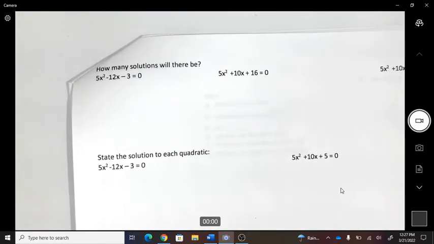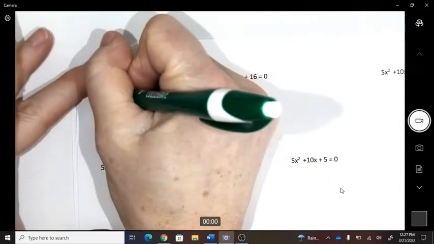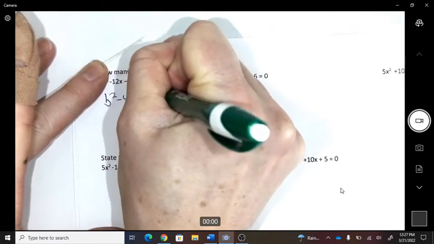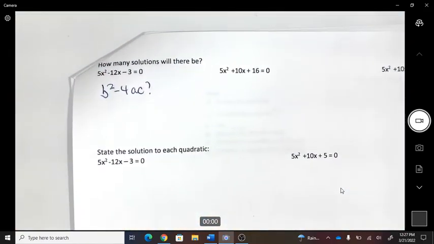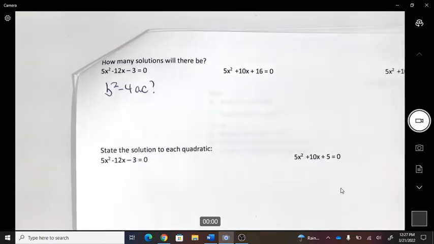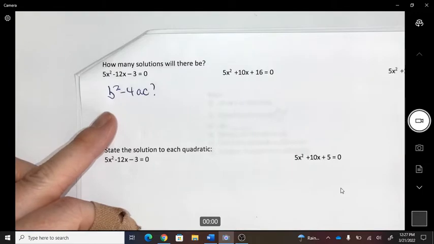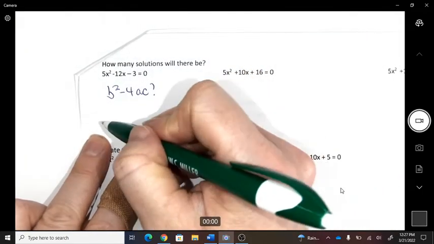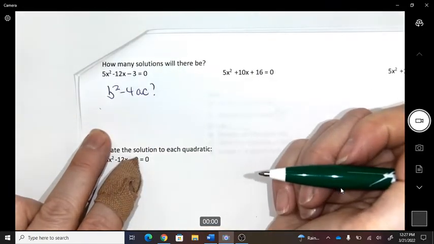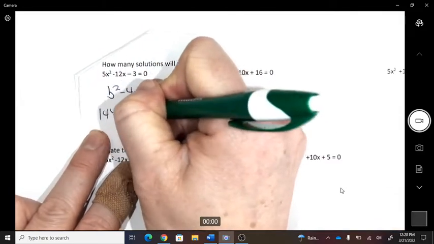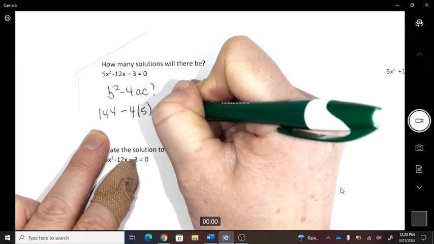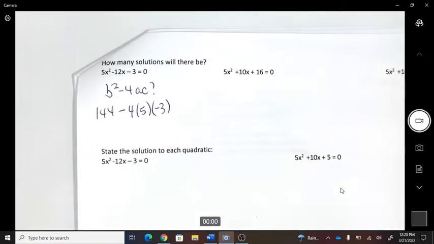How many solutions are there going to be? All I want to know is just that part. What is just the discriminant? I don't want to know the whole formula. I just am trying to figure out just the little square root part. What should I replace b squared with? Can anybody do that number in their head? Does anybody know the 12 squared number? 144. 144 subtract 4 times a 5 times a negative 3.